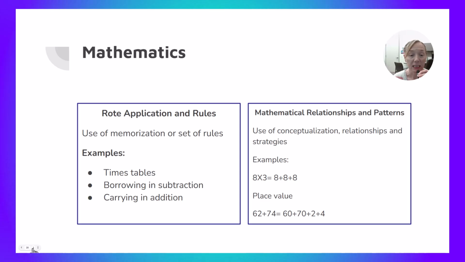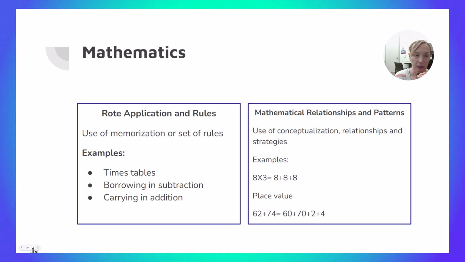Another example of this would be place value. And so instead of borrowing or carrying in addition, we're looking at, how many 10s do we have? How many 1s do we have? And actually conceptualizing again, visually, what does that look like? What's the relationship? So there's benefits to both. Obviously, if you have a rote application, you're able to pull that information up very quickly. But when you have a relationship, you really have a deeper understanding of how math works and you're able to apply it more effectively.